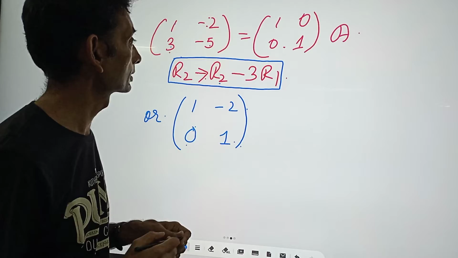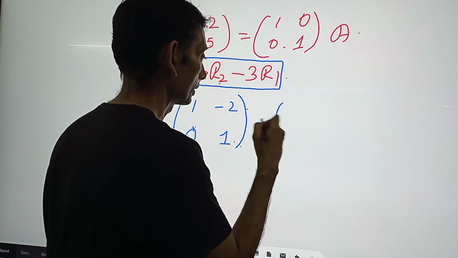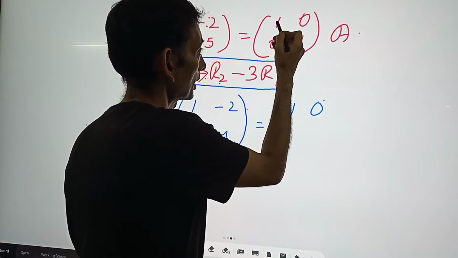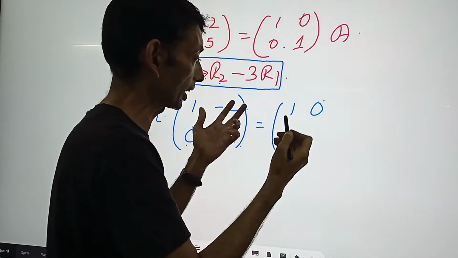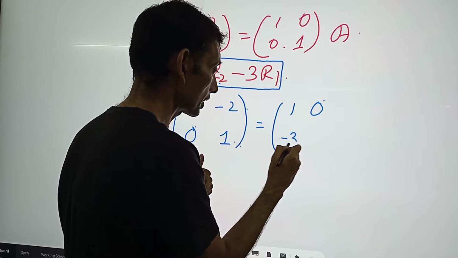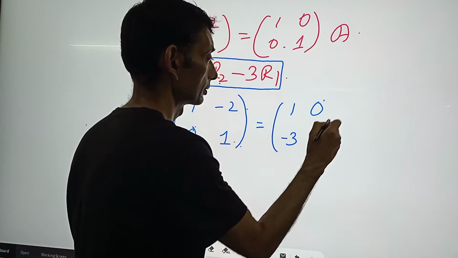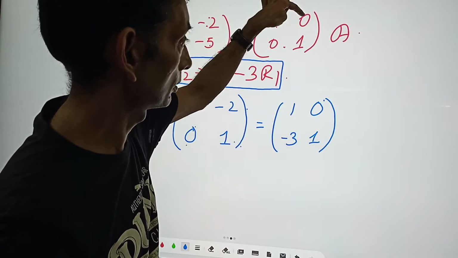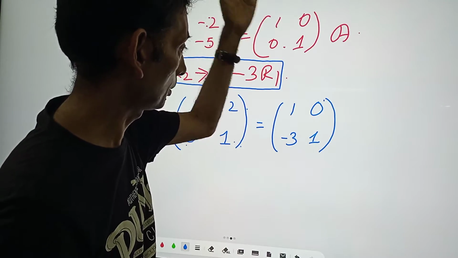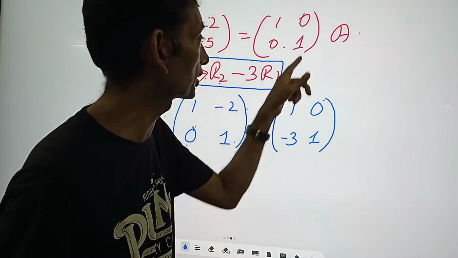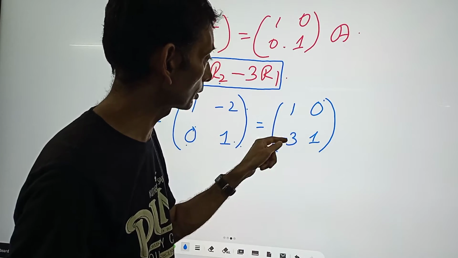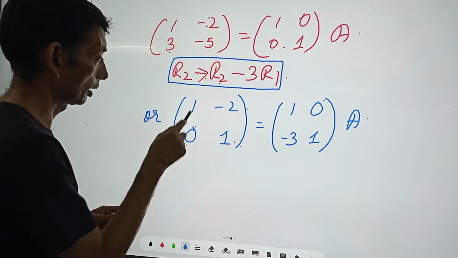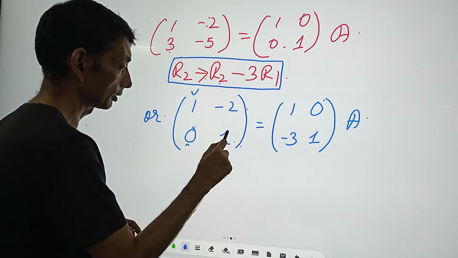That is 1, and there will be changes in the right hand side matrix. This is 1 0, and you are multiplying this 1 by 3 and subtracting, so it will be minus 3. There is no change in this particular element because it is 0. If you multiply it by minus 3 and subtract, there will not be any change in this number. So we got 1 0 minus 3 1 and A. Now this is 1, this is 0, this is 1.